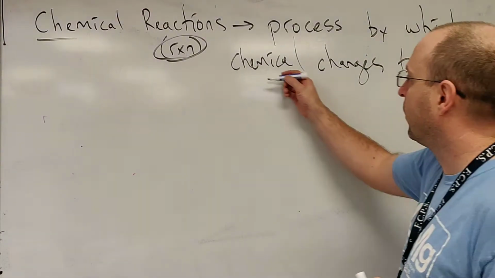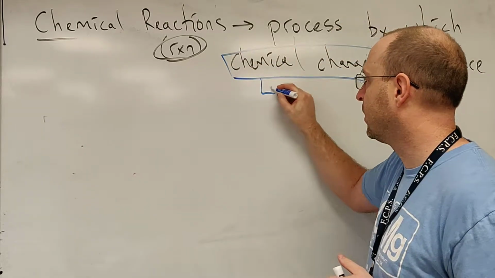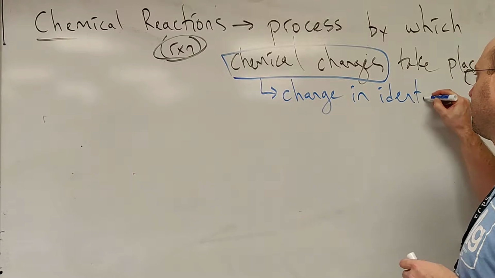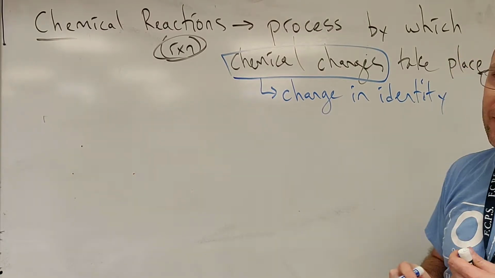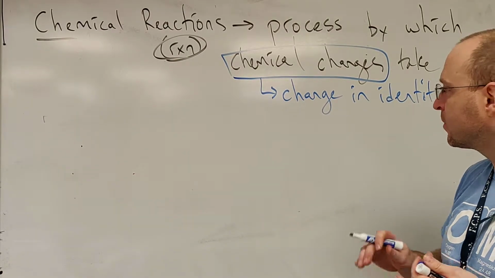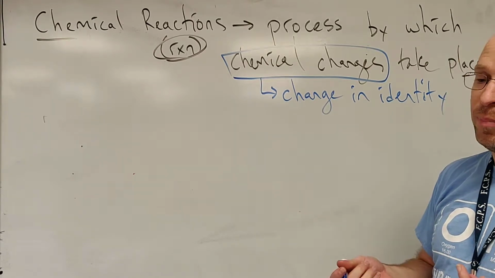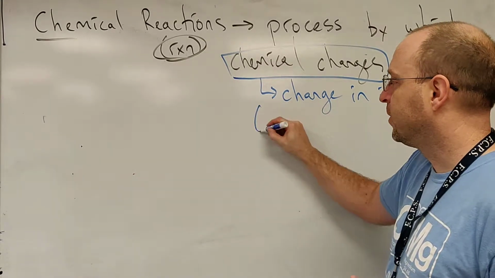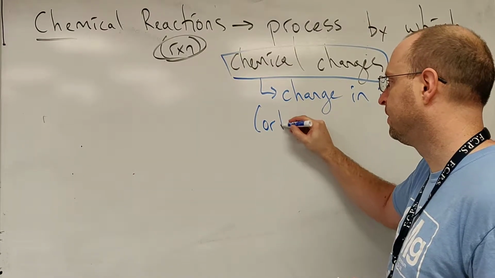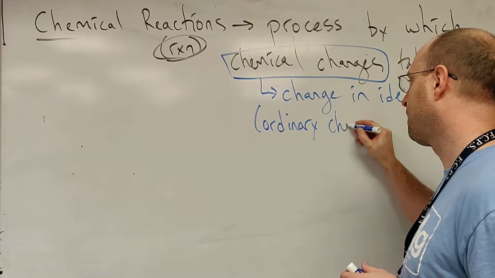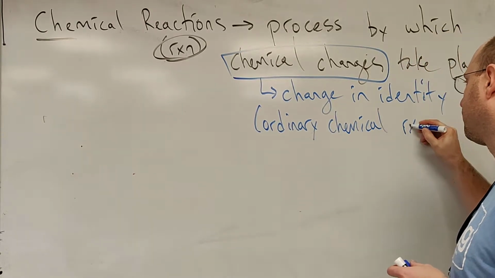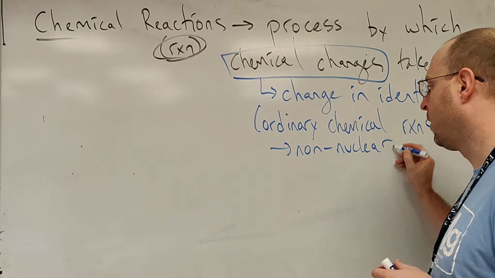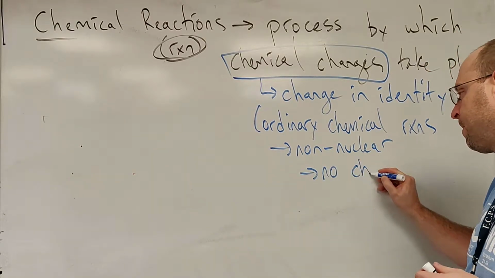So I think that's important to note: with chemical changes, you have some change in identity that's indicated by a breaking or forming of chemical bonds or a transfer of electrons, or both. And we're not changing the nucleus because that's nuclear chemistry, all right? So this is ordinary chemical reactions. They're non-nuclear, which means there's no change to the nucleus.